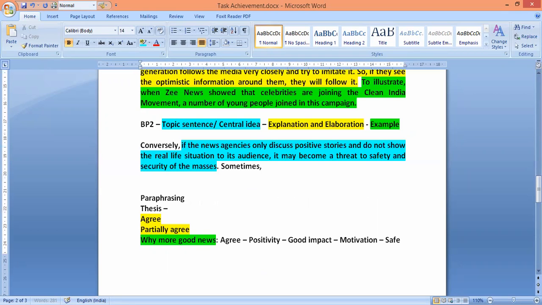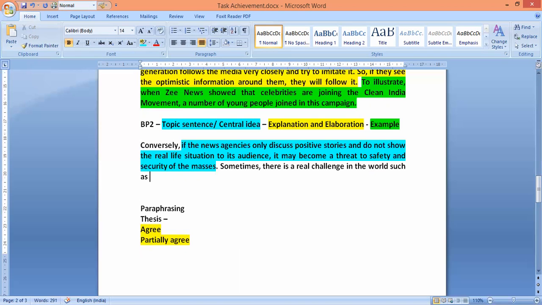Sometimes there is a real challenge in the world, such as flood, what you call earthquake, maybe flood, pandemic, and other emergency. So can we say natural disasters instead of flood?